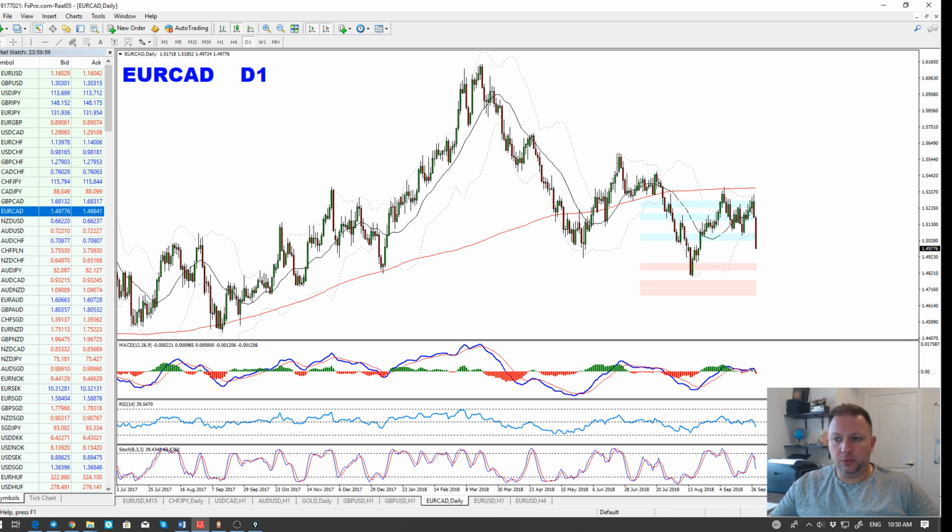So the EURCAD, we are bearish as long as the structure of the lower highs holds. This is our invalidation zone.